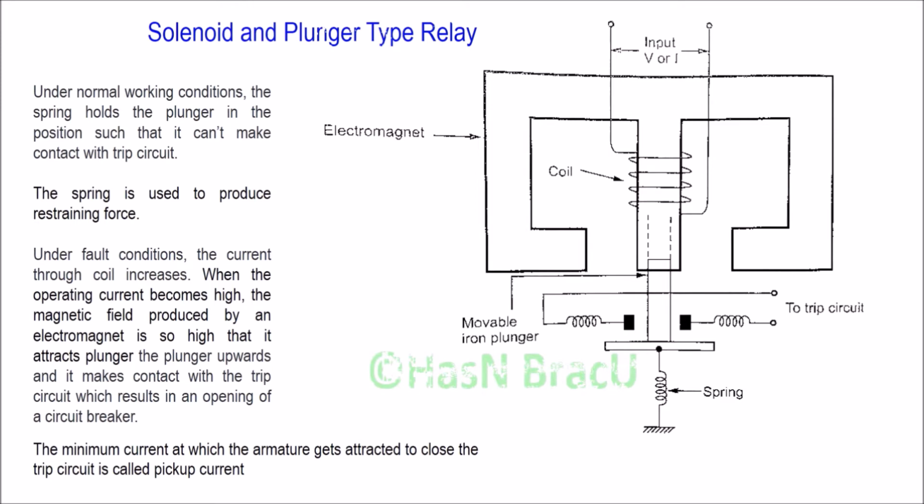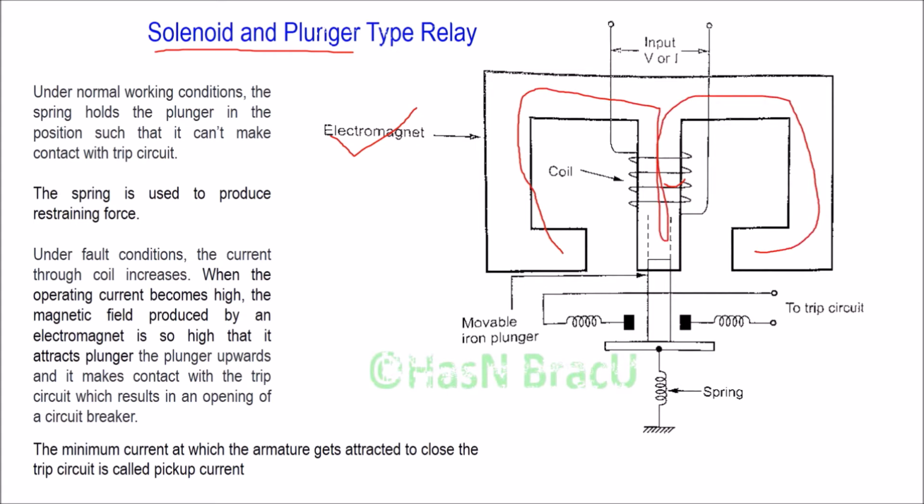In this video, we will discuss solenoid and plunger type electromagnetic attraction relay. In solenoid and plunger type relay, you can see the construction. There is an electromagnet consisting of a solenoid, or you can say coil of wire, which is wrapped around an iron core. So this is an iron core.